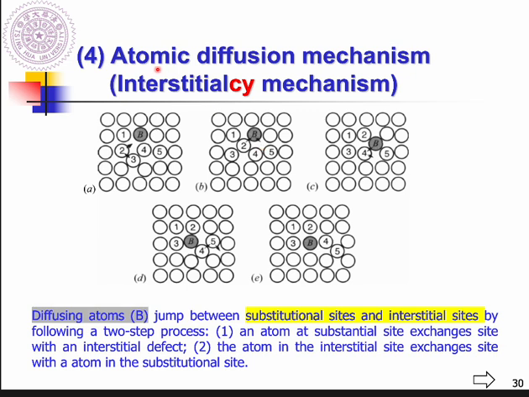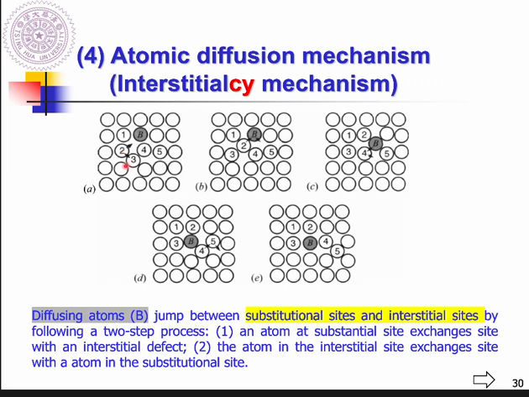Okay, so let's move to the fourth atomic diffusion mechanism. We call it the interstitialcy mechanism. First of all, this is the diffusion process as time increases. You can focus, first of all, on what happens from A to E as time increases. And probably you can target the diffusing atom B.